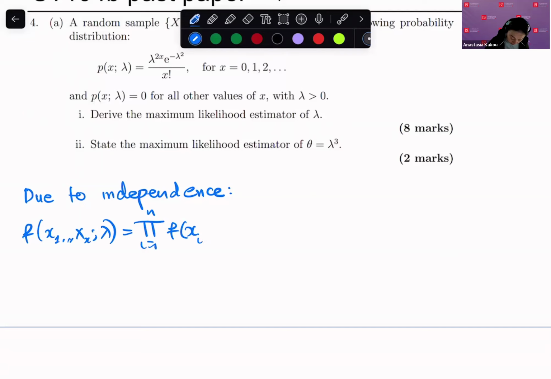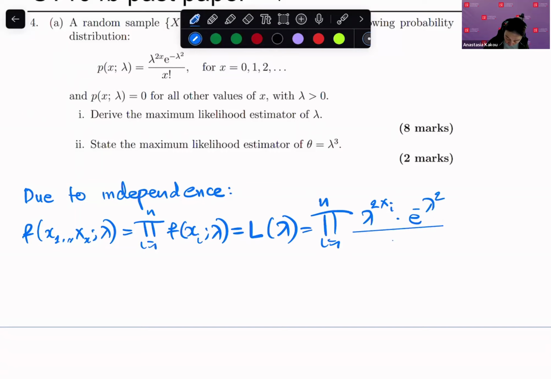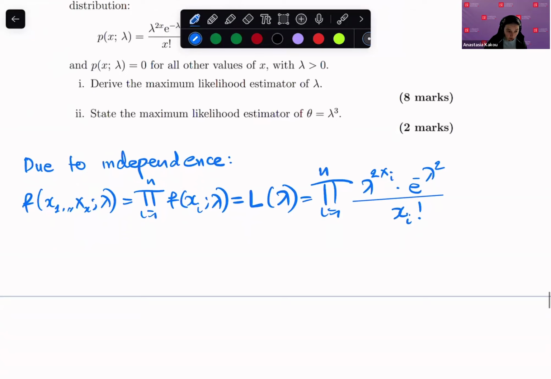So the joint distribution is considered as a function of the data, while the likelihood is considered as a function of the parameter. So that is equal to the product from 1 to n of lambda to the 2xi e to the minus lambda squared over xi factorial. Okay, so that's the likelihood function.